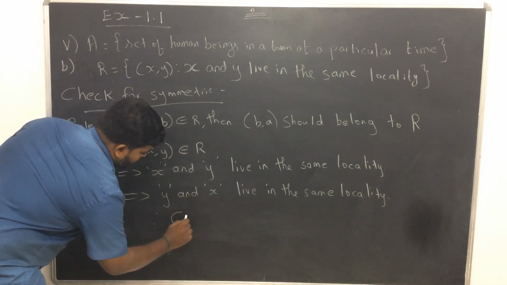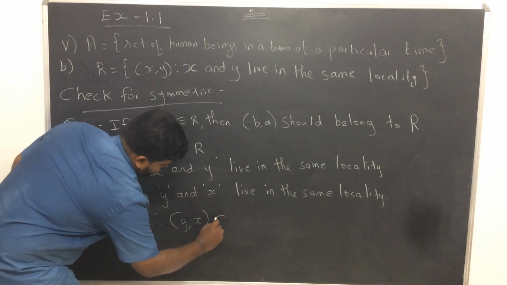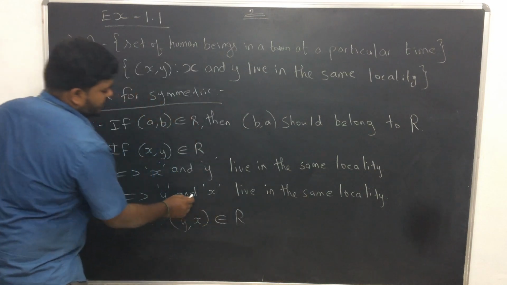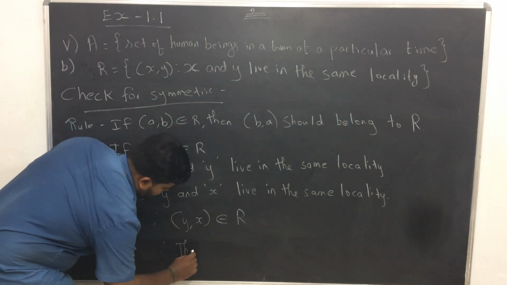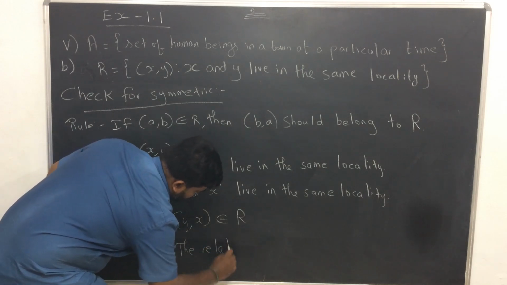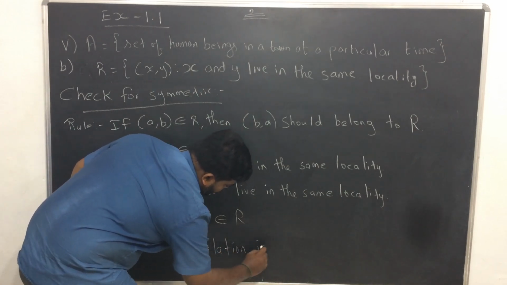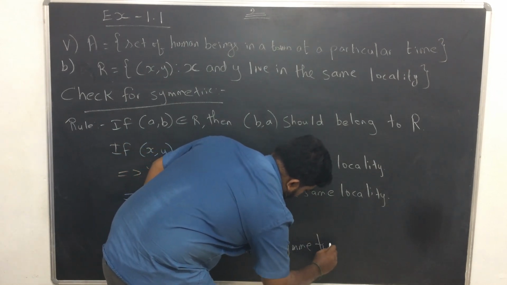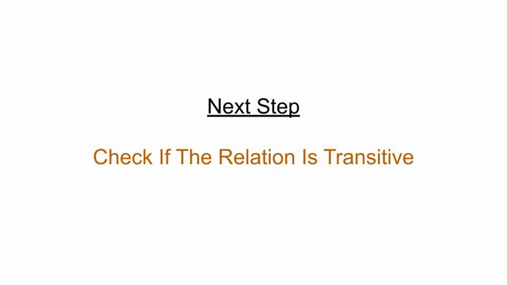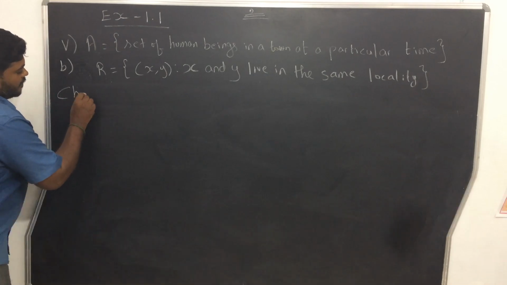Therefore, y comma x belongs to R. From this we can say y comma x belongs to R. Therefore, this relation is symmetric. Okay, understood, right? Now let's check for transitive.